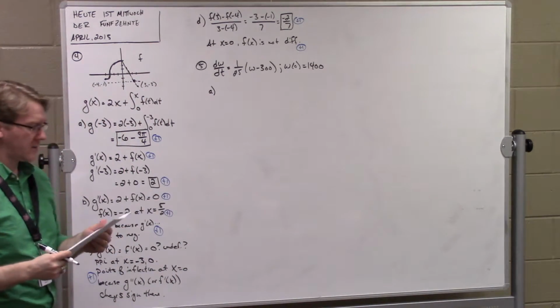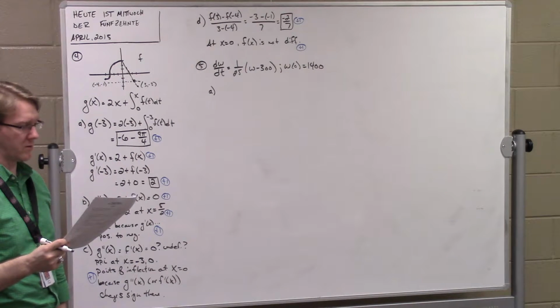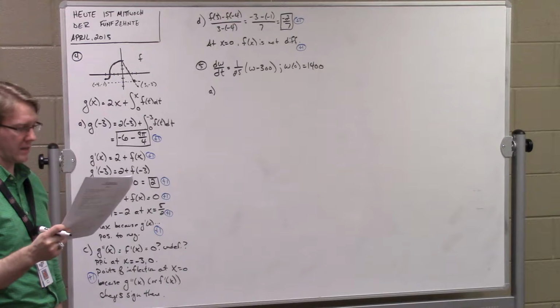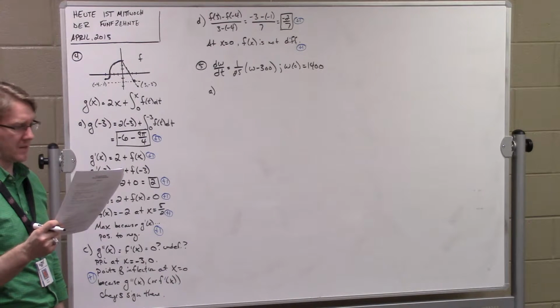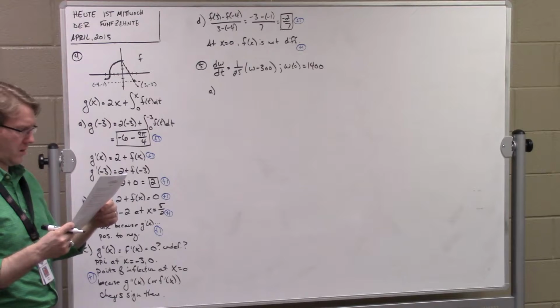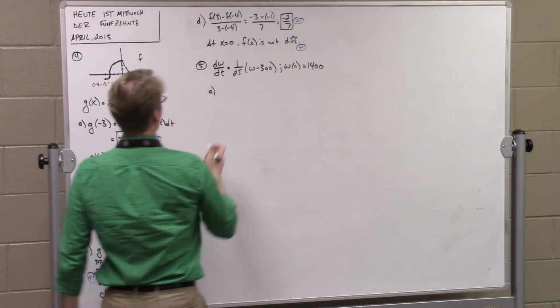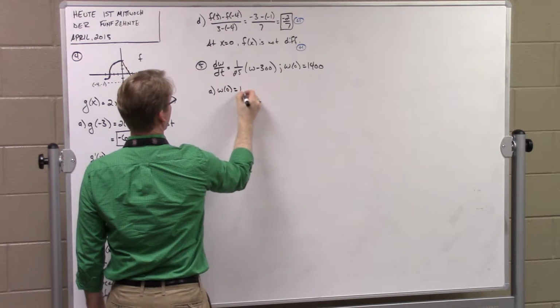Okay, part A. Use the line tangent to the graph of W at t equals 0 to approximate the amount of solid waste that the landfill contains at the end of the first 3 months. Gotcha. Alright, so we need a tangent line. Well, that's pretty simple. Okay, there's our initial condition. We have W of 0 is equal to 1,400.